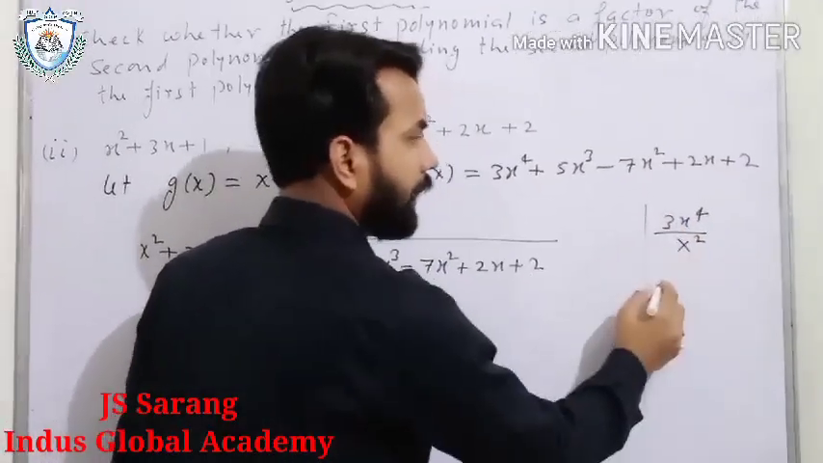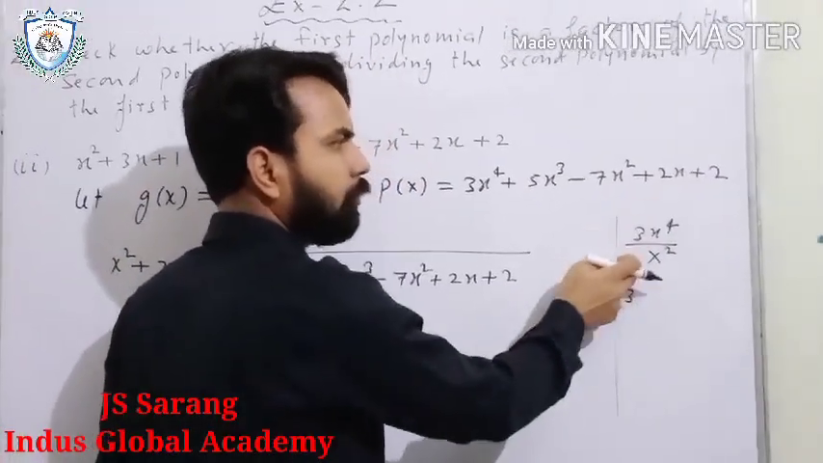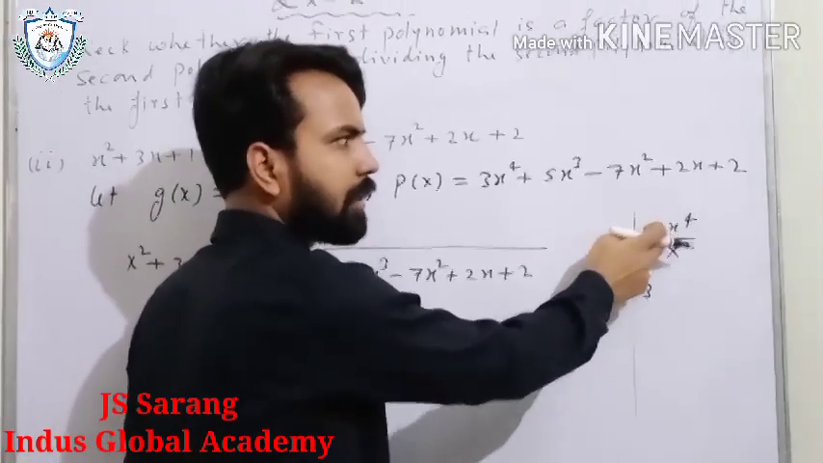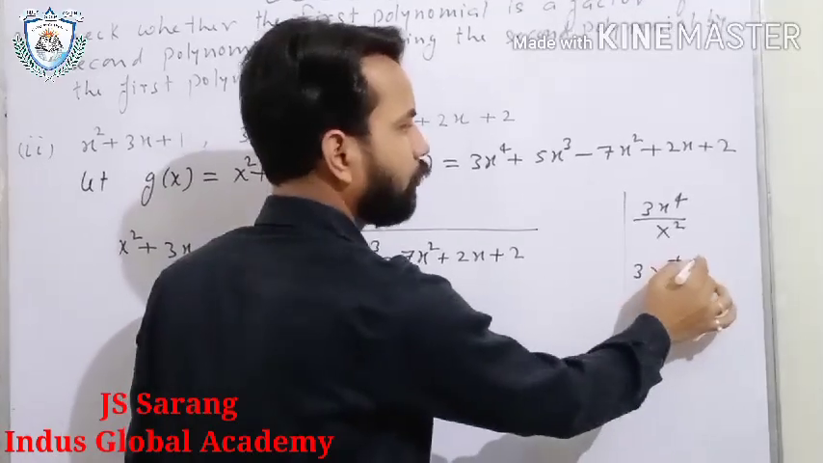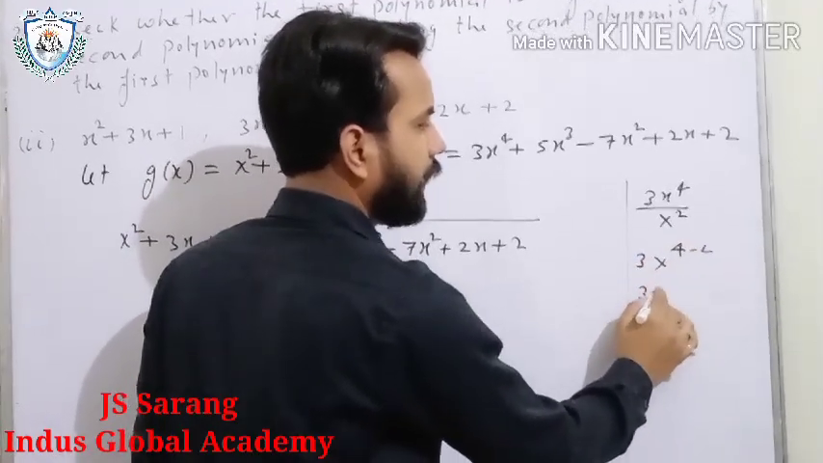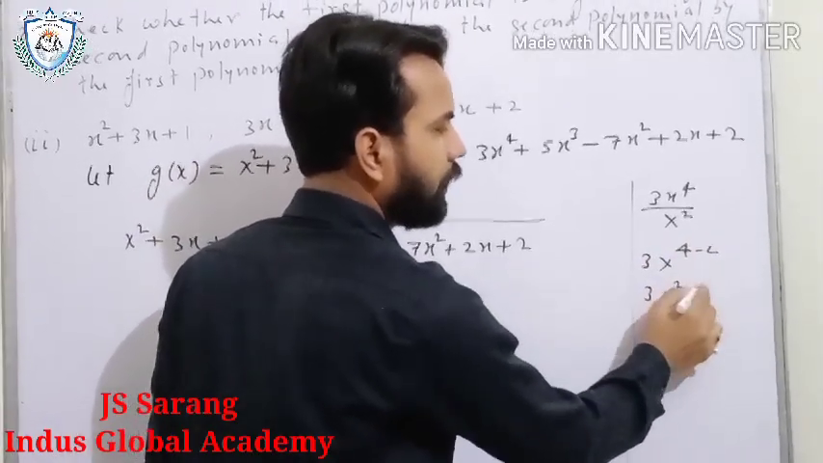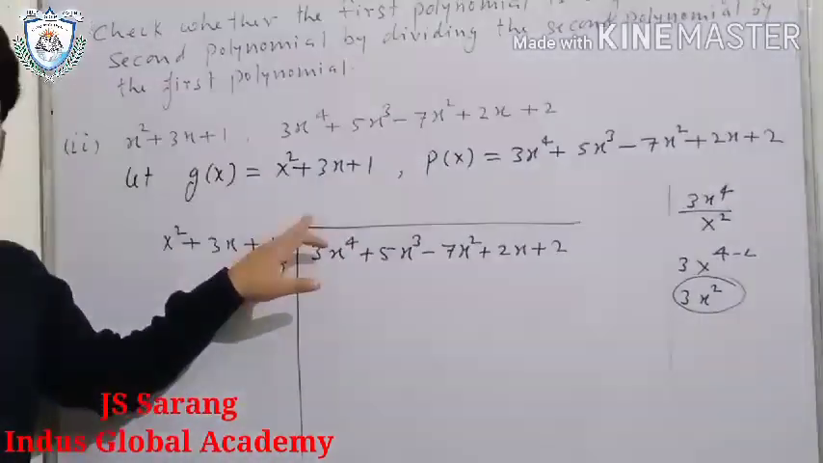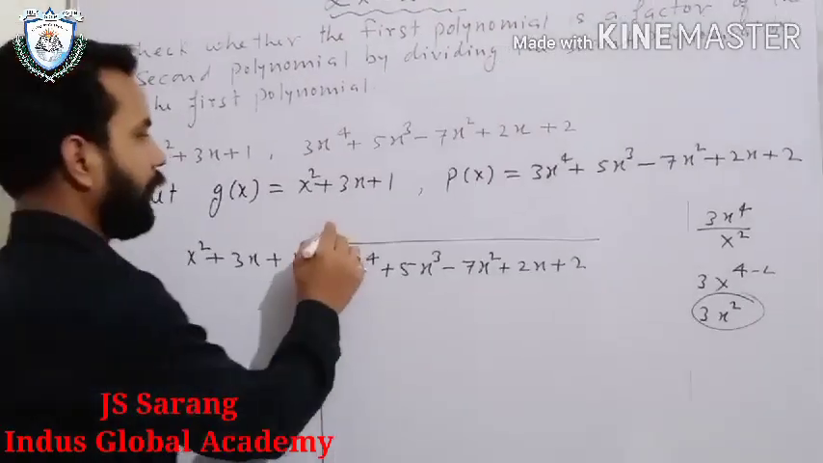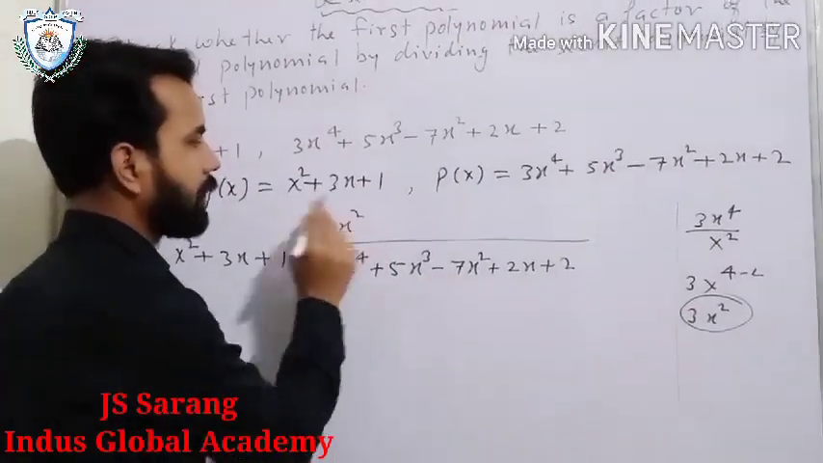So 3 will remain same, x to the power 4 upon x square. So if bases are same and divisor is there, then power will be subtracted. So x to the power 4 minus 2. That means 3x to the power 4 minus 2 will be 3x square, the very first term of the quotient. So we have to write here 3x square.